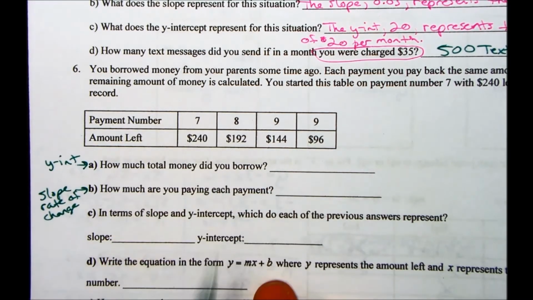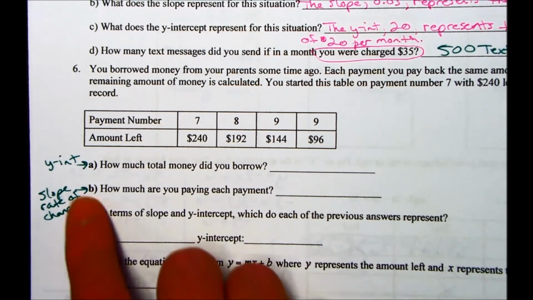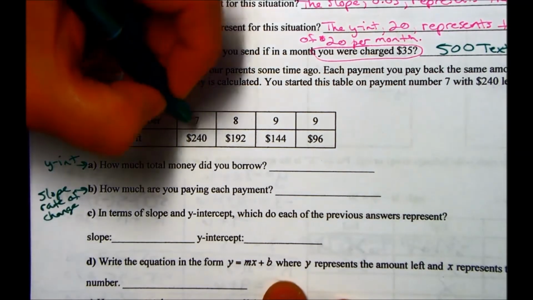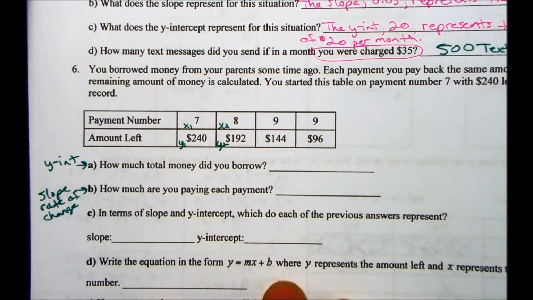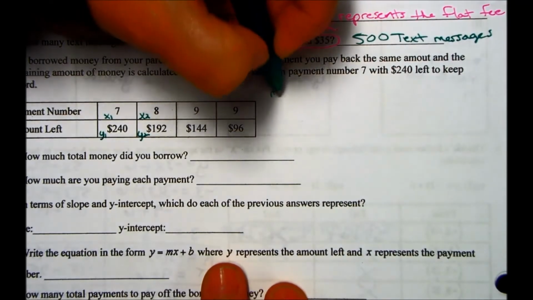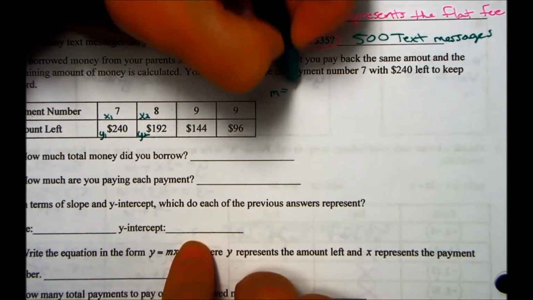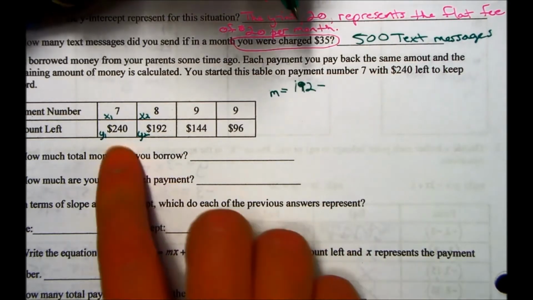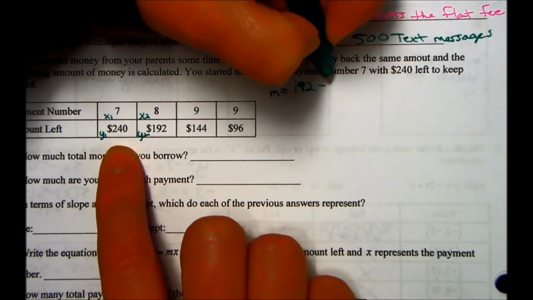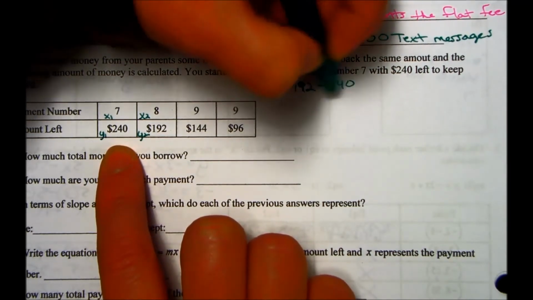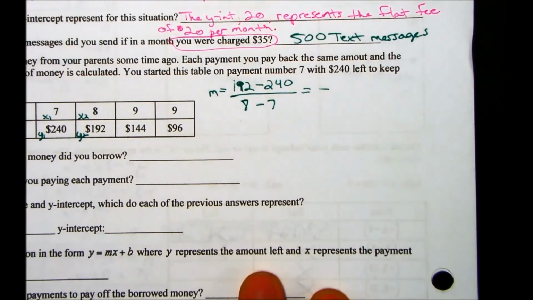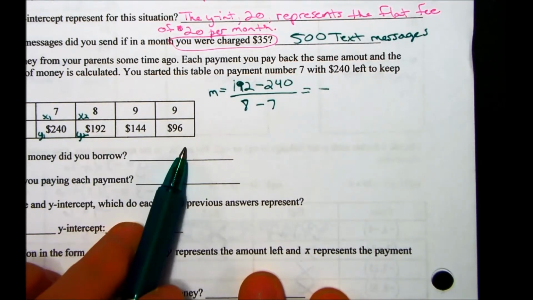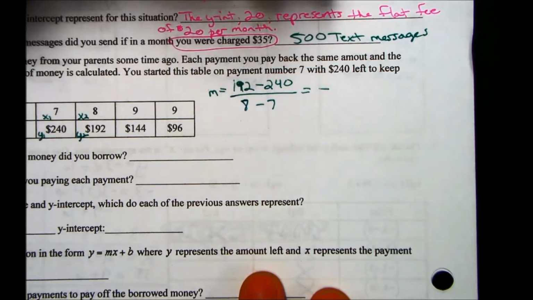So given a table, the easiest thing to figure out, first of all, would probably be your slope or your rate of change. So if we make this x1, y1, x2, y2, and substitute it into the slope formula, take your y2, which is 192, minus your y1, which is 240, over your x2, which is 8, minus your x1, which is 7. So you're going to get a negative slope, which makes sense because the balance is decreasing. But we need to figure out how much it is decreasing by.